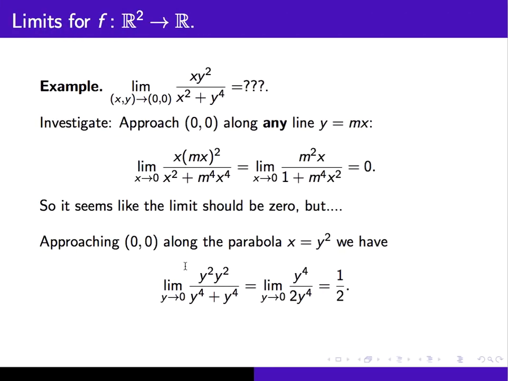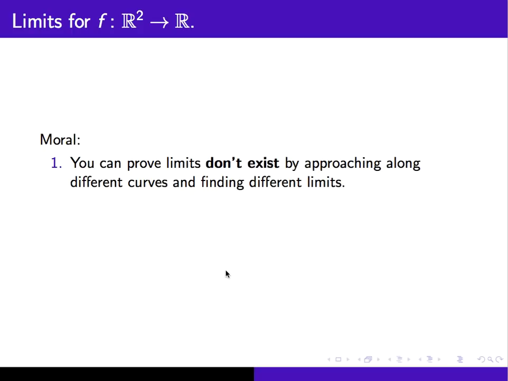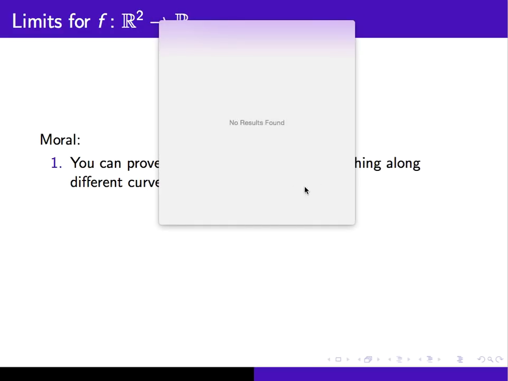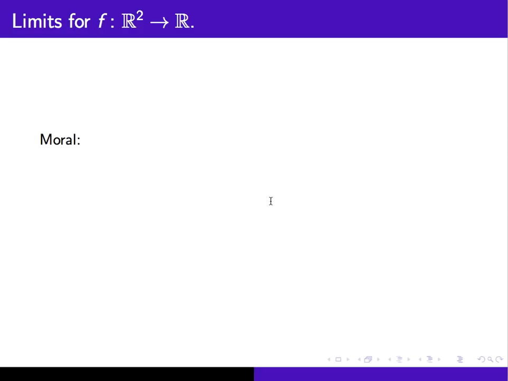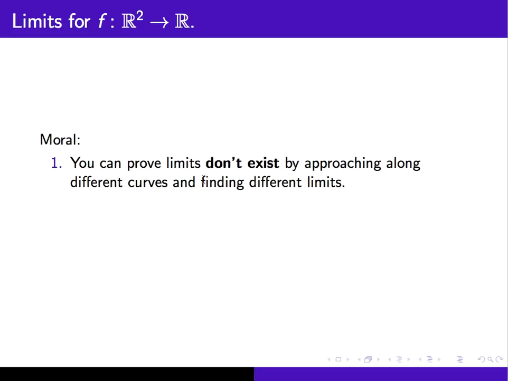Okay, so what do we learn from all of this? The moral is, you can prove that limits don't exist by approaching along different curves and finding different limits. So if you're trying to see that some limit doesn't exist, you might think about different ways to approach the point in question, that is, different curves that go through that point. And the advantage here is that by approaching along a curve, you're effectively writing down a limit of a function of one variable, just as we did here. So by approaching along these lines, we were able to turn these limits into limits of a function of one variable. So if you can find two curves where you get different limits, then the limit can't exist.